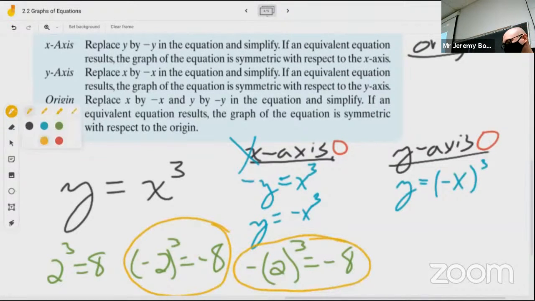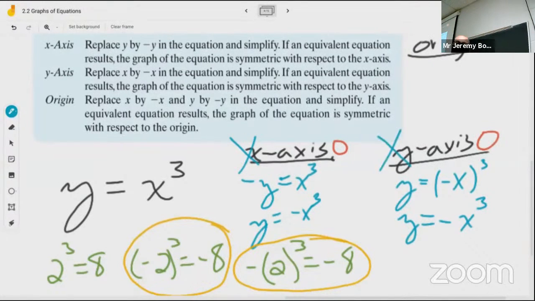So I could rewrite this as y is equal to negative x to the third. Does that get me to an equivalent equation, though? Not in this case. So it's no to the y-axis as well. But that is an evaluation we can do. Simple.